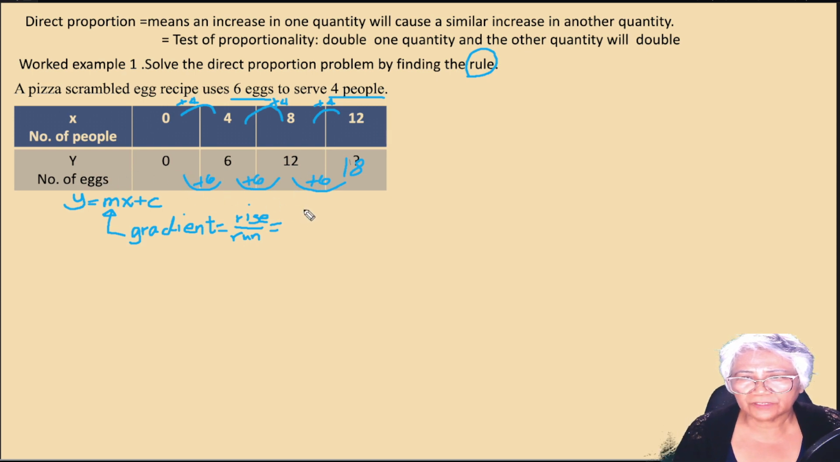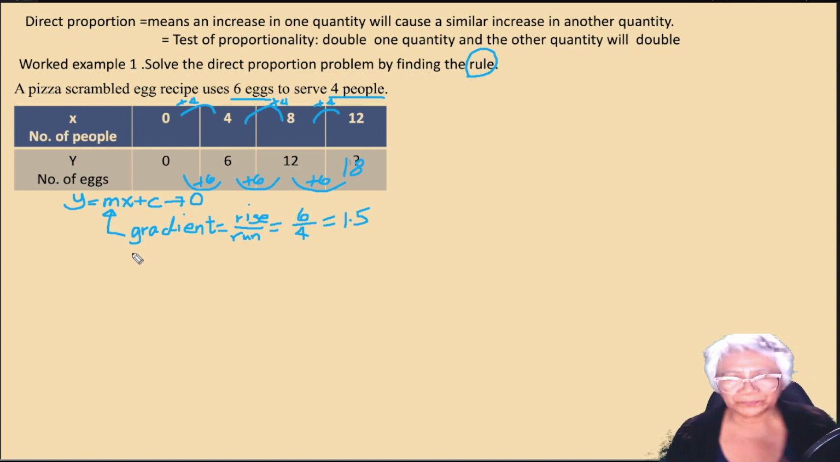So we have 6 here, and 6 is divided by the run, which is the x, so 4 here. So 6 divided by 4 is equal to 1.5. So we know now that m is equal to 1.5. Now, what is the c? The c is the y-intercept, and in this case, it is equal to 0.